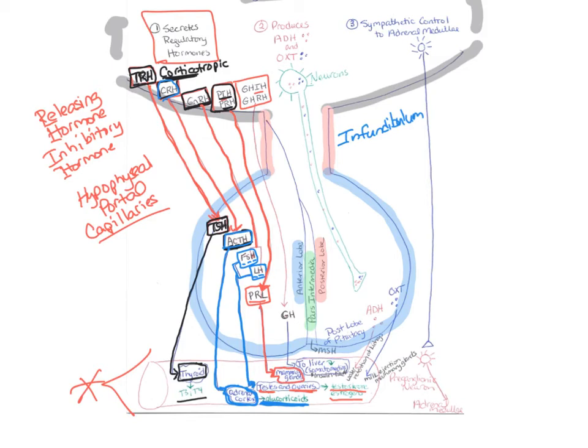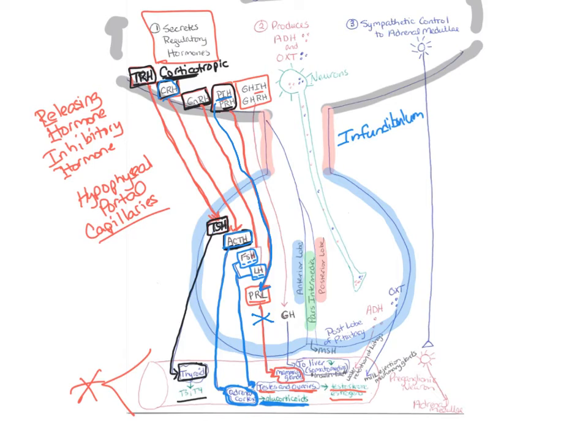Now, if the other one were released from the hypothalamus, if it were the prolactin inhibitory hormone that's released, that will also target the anterior lobe of the pituitary, but in that case, because it's inhibitory, it will stop the anterior pituitary from releasing prolactin, so the mammary glands then will not produce milk.